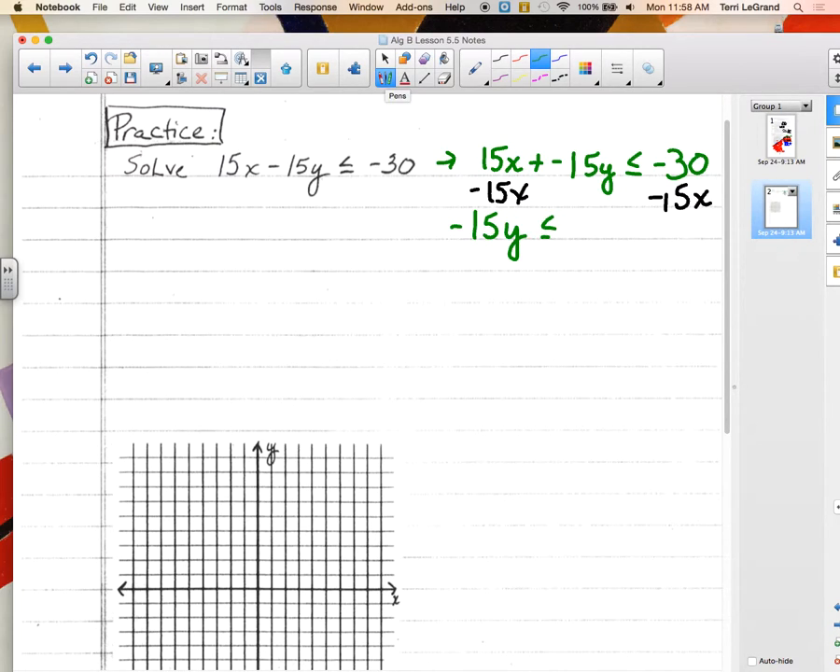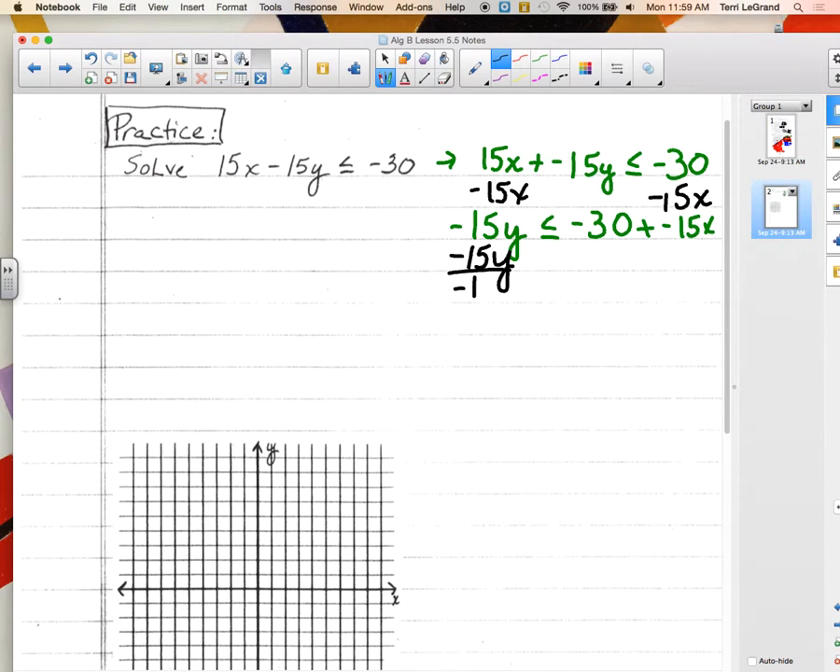...is less than or equal to negative 30. I'm going to change this to add the opposite right now too, plus a negative 15x. Now, we didn't have to switch the symbol because we didn't do any multiplying or dividing, right? What's our next step going to be?